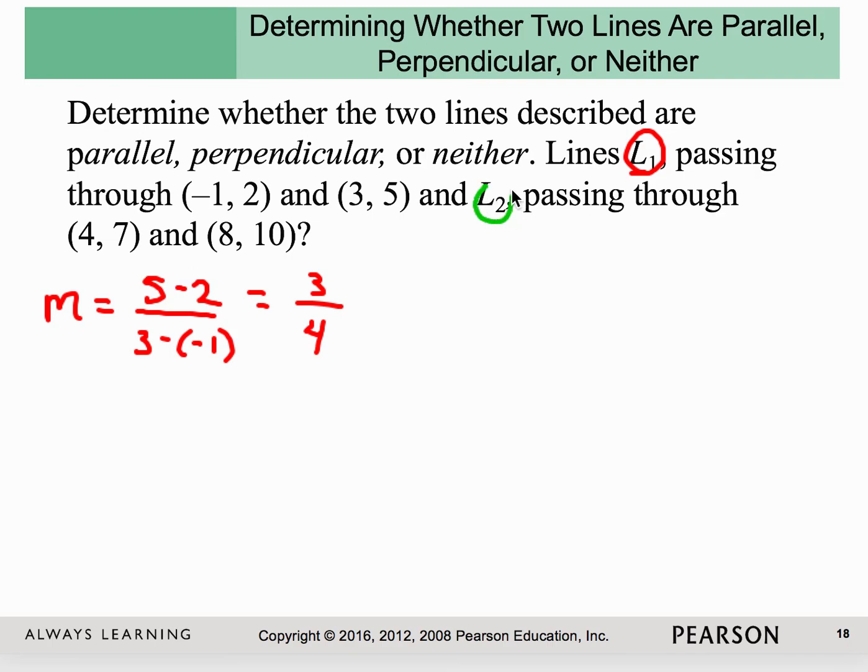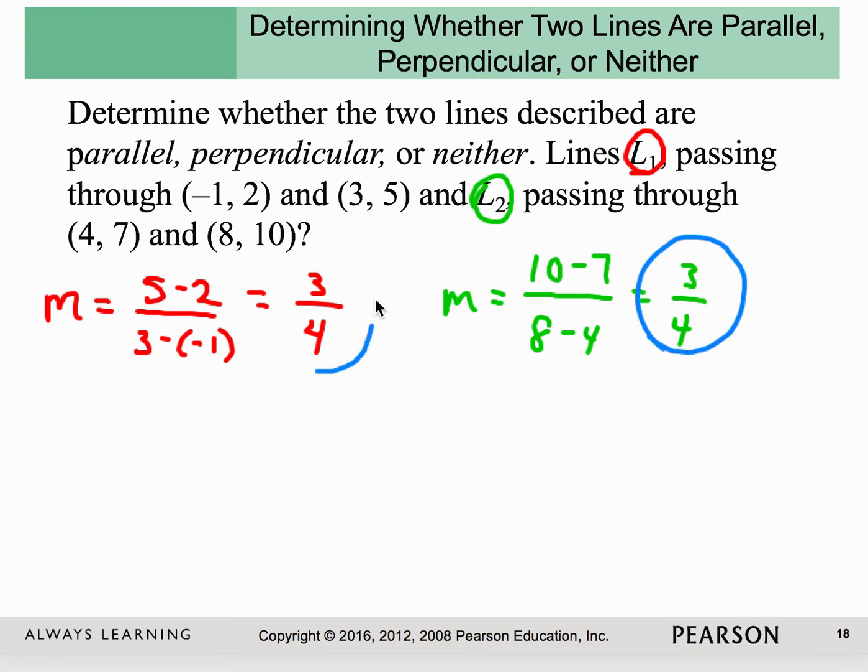let's find the slope of the other line. Okay, 10 minus 7. Because I started over here on my y's, I got to start over here on my x's. So 8 minus 4. 10 minus 7 is 3. 8 minus 4 is 3. Hey, these slopes are identical.